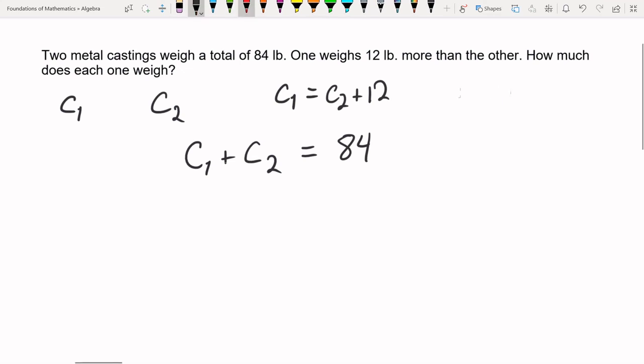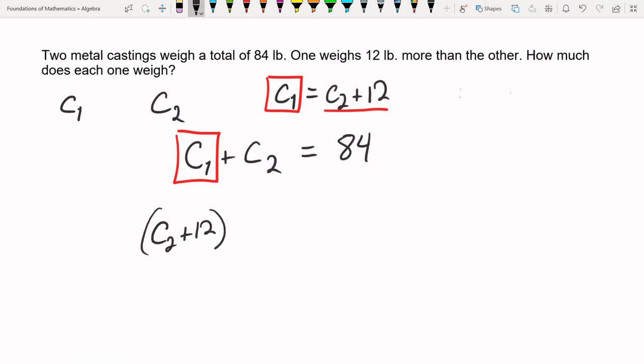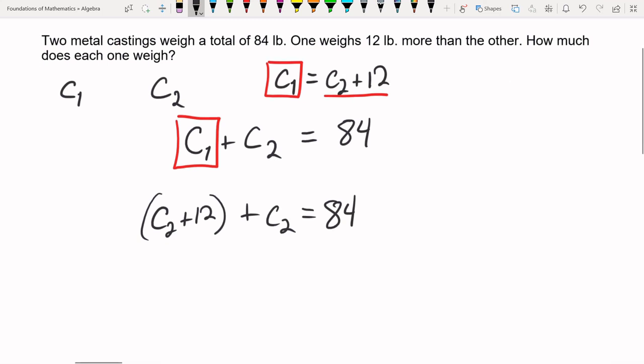And now you see, C1 equals C2 plus 12, so I can plug in C2 plus 12 for C1. C2 plus 12 plus C2 equals 84. And this is a linear equation with one variable, namely C2, that I can solve. Then I can go backwards and solve for C1 by plugging back in the answer, because we're trying to figure out how much each one weighs. I'm just solving this equation. These parentheses don't actually mean anything, so I can drop them.